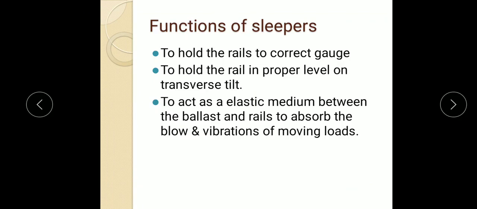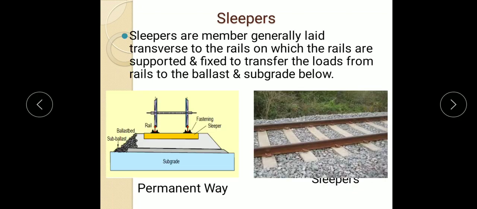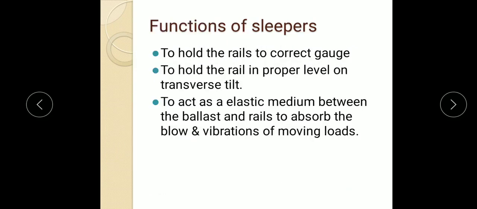So, the functions of sleepers are to hold the rails to correct gauge. Gauge is nothing but the center to center distance between these two rail sections. So, the first and primary function performed by sleeper is to hold the rails at correct gauge. This is the gauge. The second function of sleeper is to hold the rail in proper level on transverse tilt. If there is a tilt or slope, in that case, sleepers hold the rail in proper level.